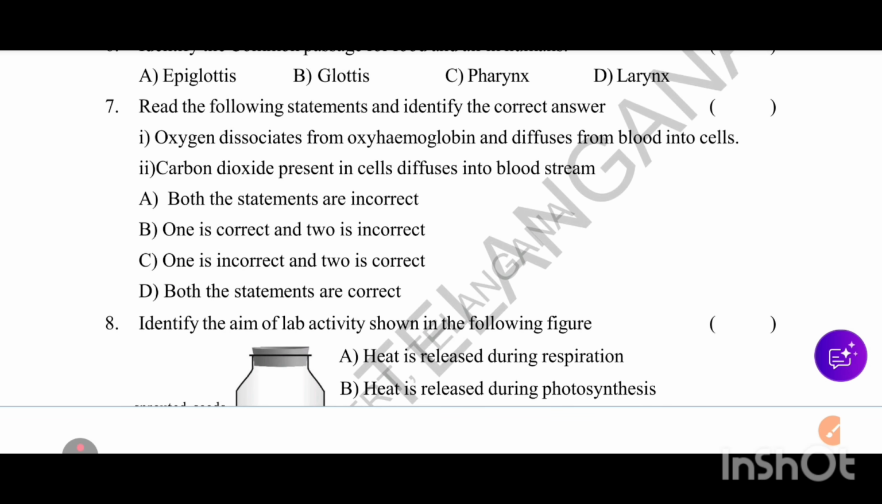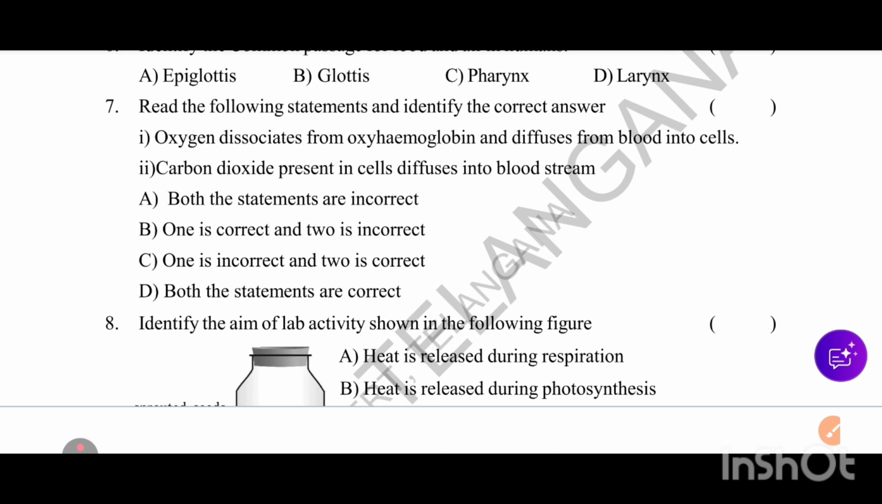Seventh question. Read the following statements and identify the correct answer. First I will read out the first and second statements. Oxygen dissociates from oxyhemoglobin and diffuses from blood into cells.